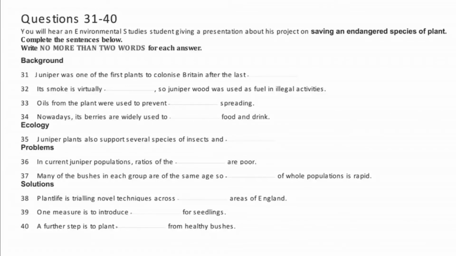Turning now to ecological issues, juniper bushes play an important role in supporting other living things. If juniper bushes are wiped out, this would radically affect many different insect and also fungus species. We simply cannot afford to let this species die out.